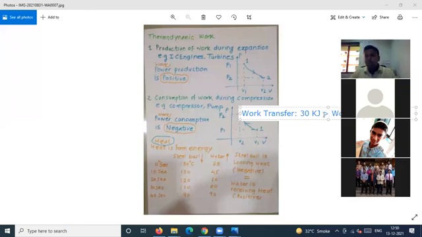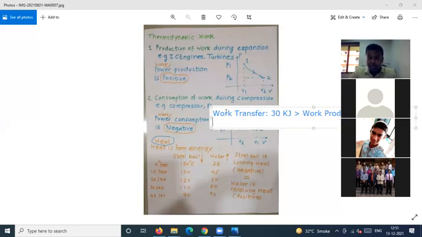Is that okay? I'll write down: work produced is 30 kilojoule. When I say that work transfer is 30 kilojoule, it indicates that work produced is 30 kilojoule. But if I say that work transfer is minus 30 kilojoule, you need to understand that work is consumed. Are you able to understand the difference?